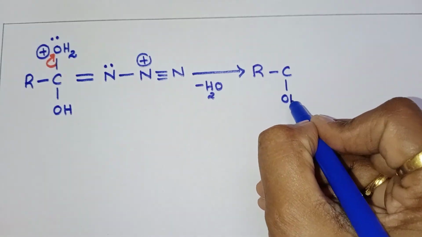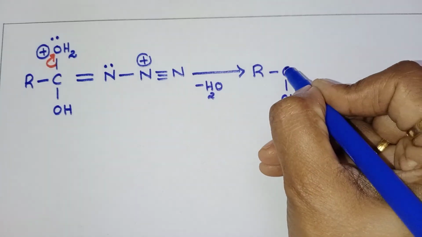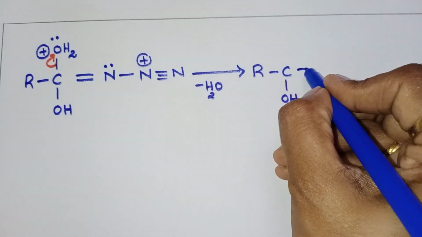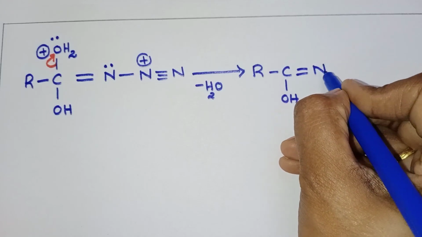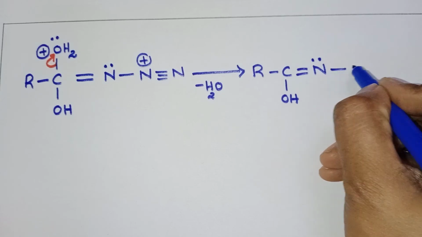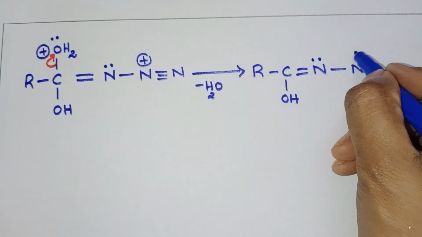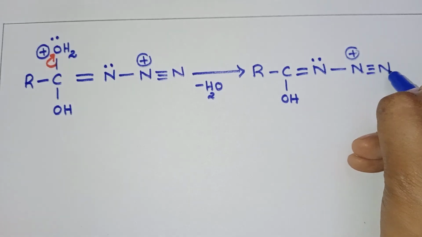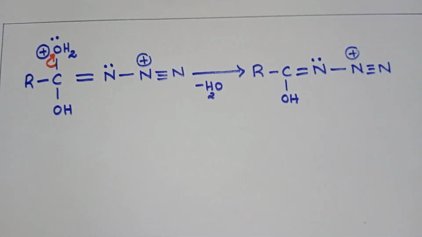Okay. So, now write down R, C, OH. Now there is no bond here. It's taken up by oxygen. Double bond N, its lone pair of electrons, single bond N, positive charge, triple bond N. Okay. So this is all what happens in the second step. Hope you understood till here.